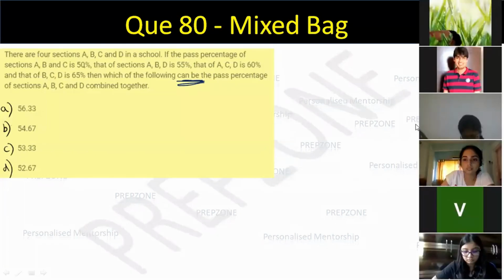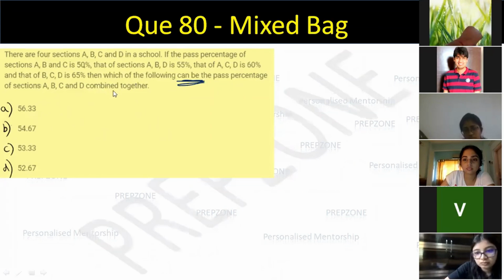We don't have to do anything special here; we just have to form the equations and then do a little solving. See, there are 4 sections. The pass percentage of sections A, B and C is given. Okay, what does pass percentage mean? It means the total number of students who passed in sections A, B and C.